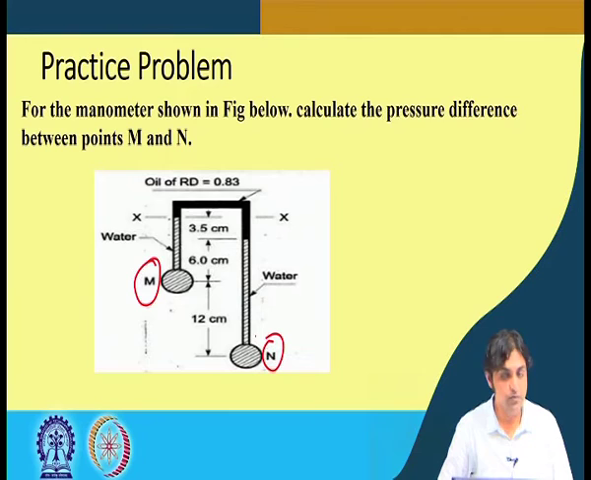The best way, as I told you before, if you want to calculate the pressure difference or pressure at a point, you have to start at one point where the pressure is known and traverse to the other point where you have to calculate the pressure. If you go up, you have to subtract that pressure. If you go down, you have to add that pressure. So that is one of the ways.